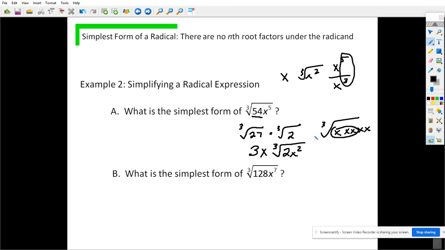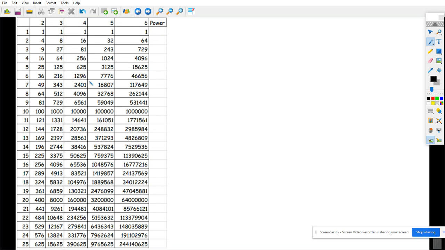Again, definitely harder because we're looking at larger numbers. So I'm looking at perfect cubes and this 128. So I'm going to go back to this list. Do I have any perfect cubes that are divisible by 128?